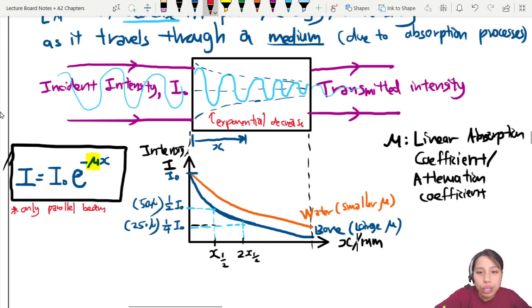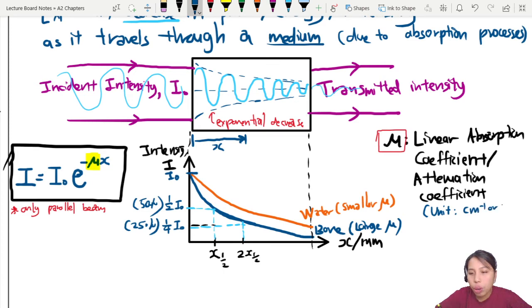So the first thing you need to know, very importantly, is this mu that will keep on appearing in all your past years. And usually they will give you the value. Let's write it down too. The value they'll give you in the table, and the units, by the way, is per cm or per mm. It's just a coefficient, a constant for this mu.